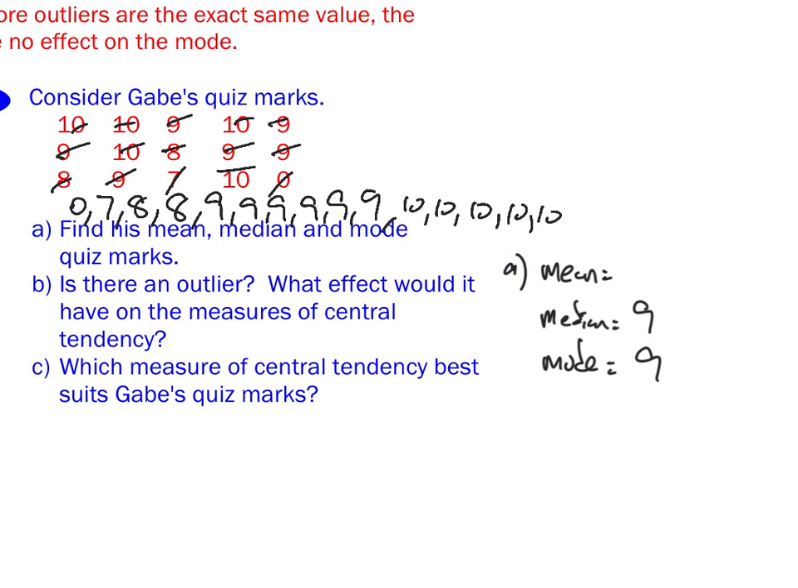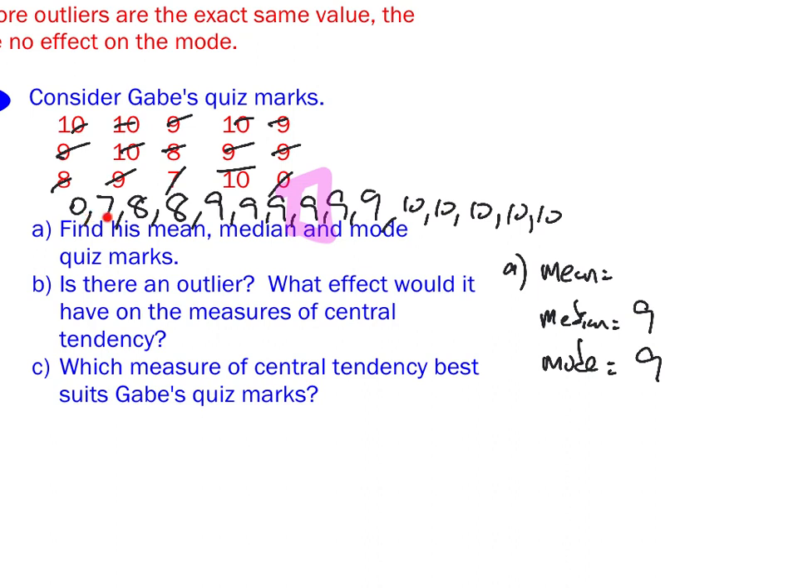Well, there's 15 numbers here, and half of 15 is 7.5 or 8. So you're going to look for the 8th number, and the 8th number is this one right here, which happens to be a 9. So therefore, that's the median.